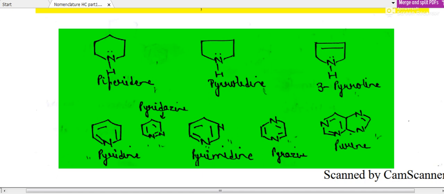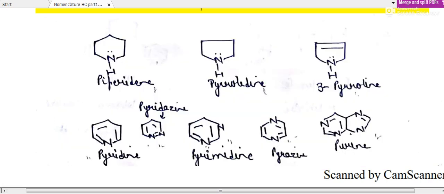Next is a category of 6-membered rings, which are aromatic compounds basically. So this is pyridine, which is a 6-membered ring containing 3 double bonds and 1 nitrogen. Then pyridazine. Pyridazine is again a 6-membered ring containing 2 nitrogen atoms, and the position of the 2 nitrogen atoms is 1 2 with respect to each other.